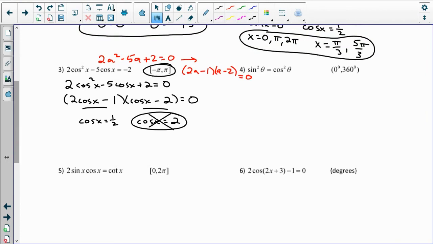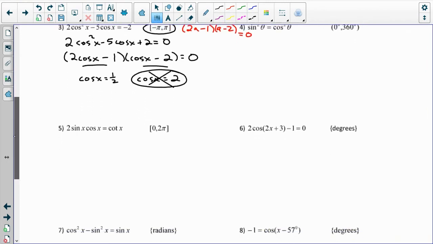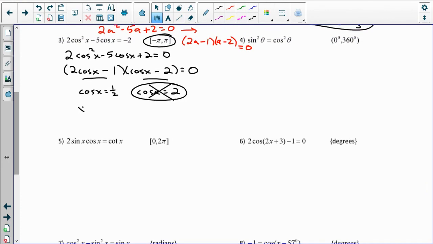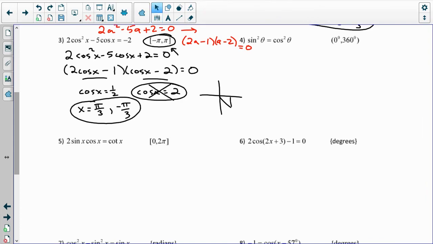But notice that in this problem, we have negative pi to pi as our domain. So because that's our domain, x equals pi over 3. And then 5 pi over 3, I have to convert it by subtracting 2 pi from it, because 5 pi over 3 here is in the exact same spot. It's coterminal with something when I subtract or add 2 pi to it. So when I subtract 2 pi, I get negative pi over 3, which is in our domain, and that's our answer.